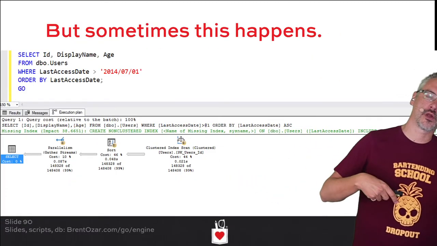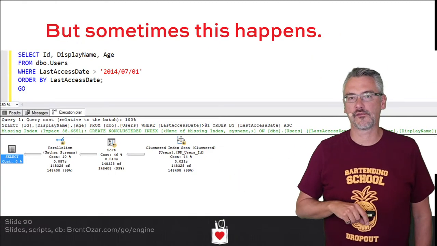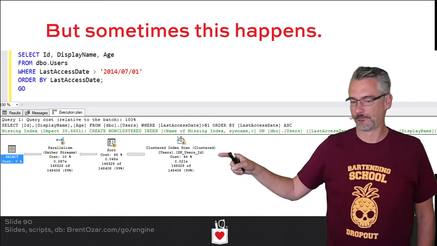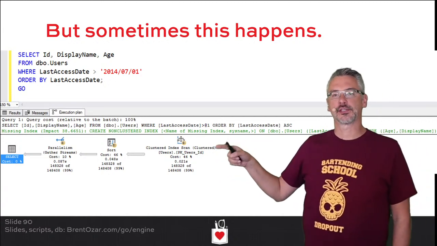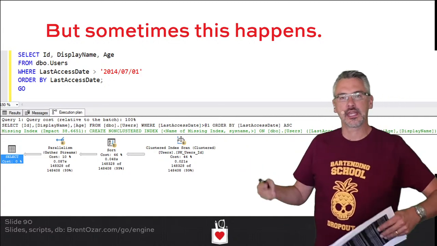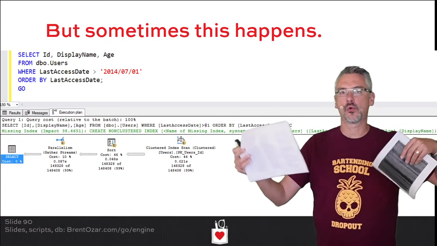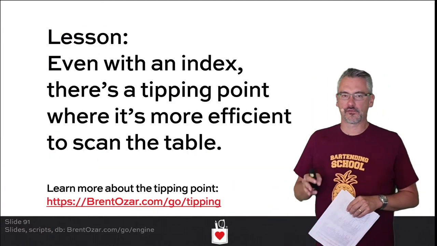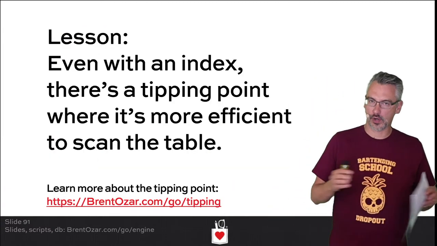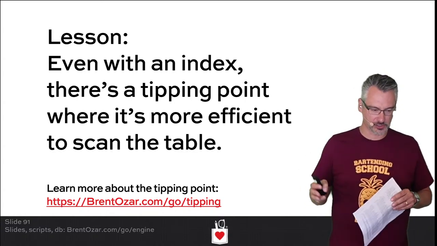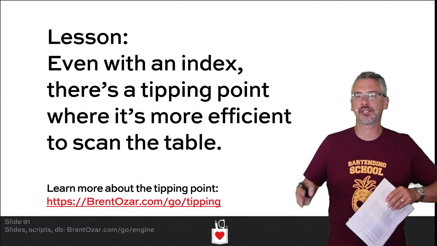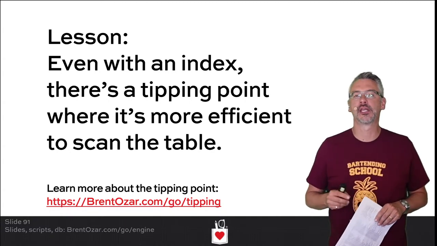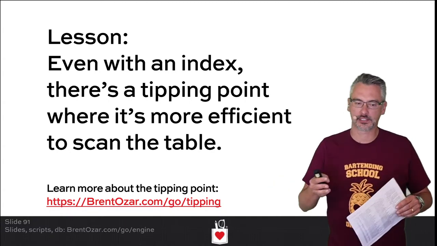But if I go actually run the query that we were running earlier, 2014, SQL Server ignores the index altogether. SQL Server says, I don't want to do this back and forth key lookup thing. I'm just going to ignore the index and go scan the whole entire table. SQL Server has to make this decision about which one is going to be more efficient. And that decision is called the tipping point. When SQL Server has to say, there are going to be too many reads back and forth with all these key lookups, I'd rather just go ahead and scan the whole entire table.